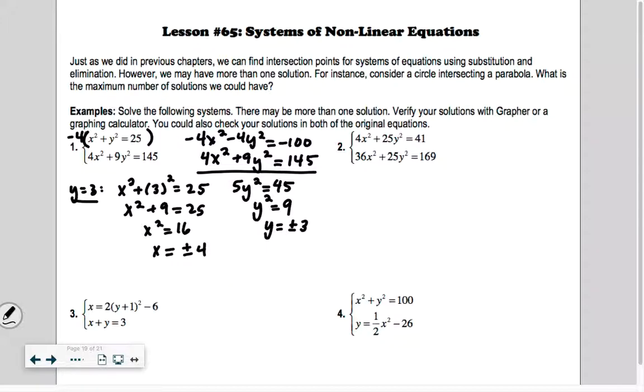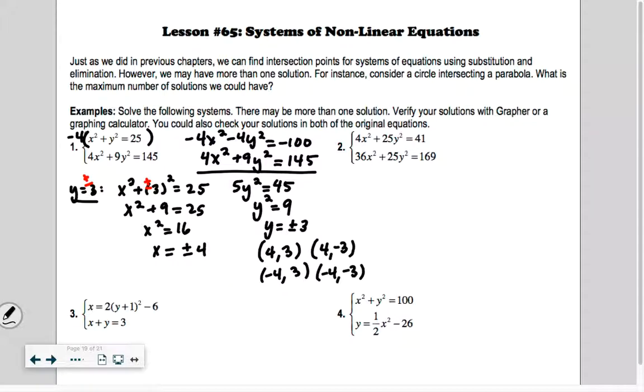What that means is 4 can be x and 3 can be y, or -4 can be x and 3 can be y. Do you see that if I plug in a -3, we get the same thing? Yeah, so I could also have 4 and -3 and -4 and -3, right? Easy. Those are the 4 points that we would intersect at.